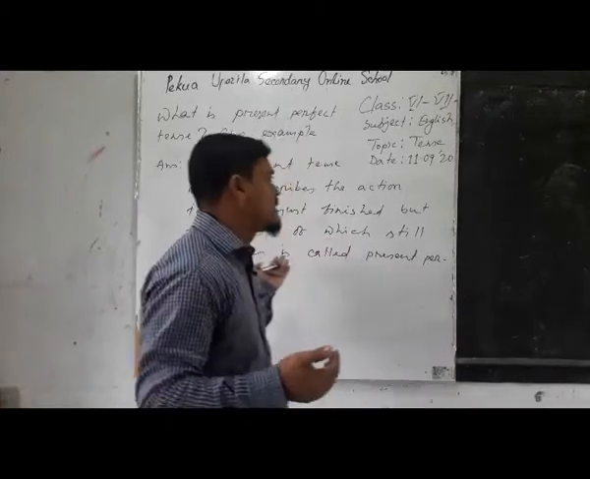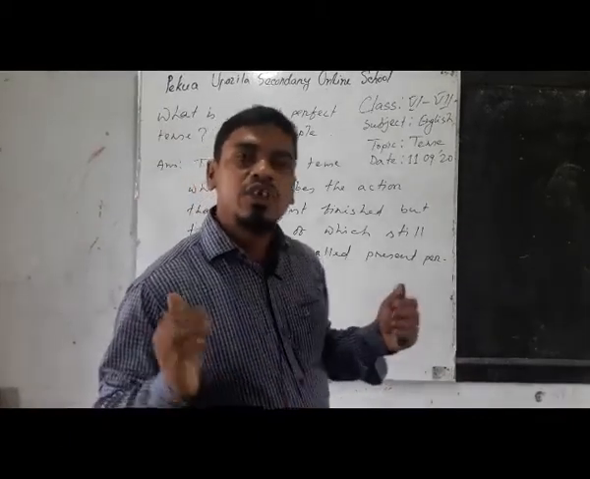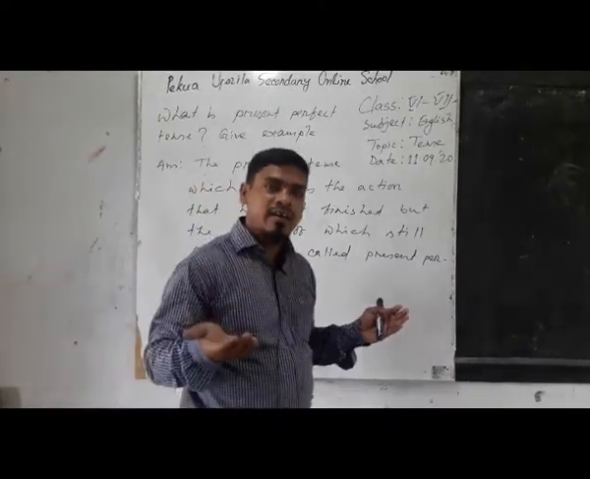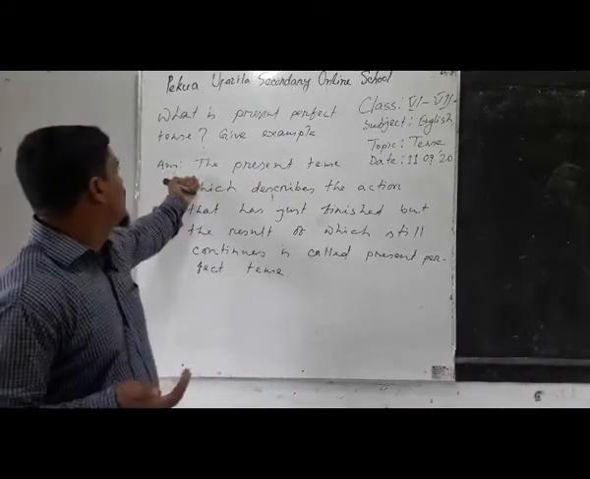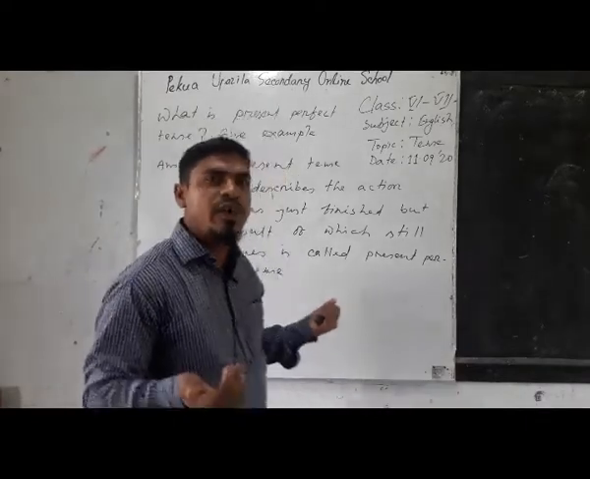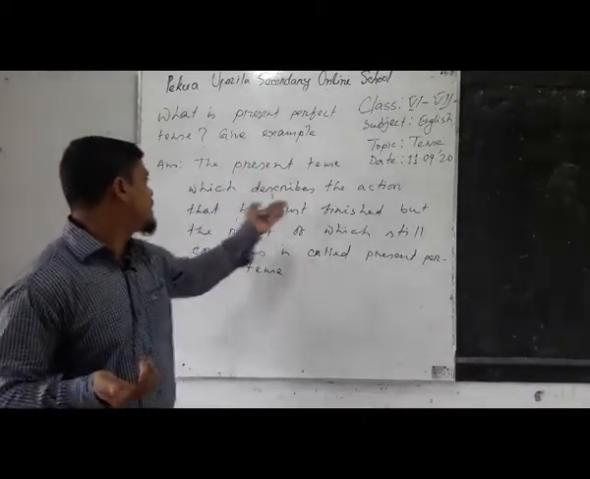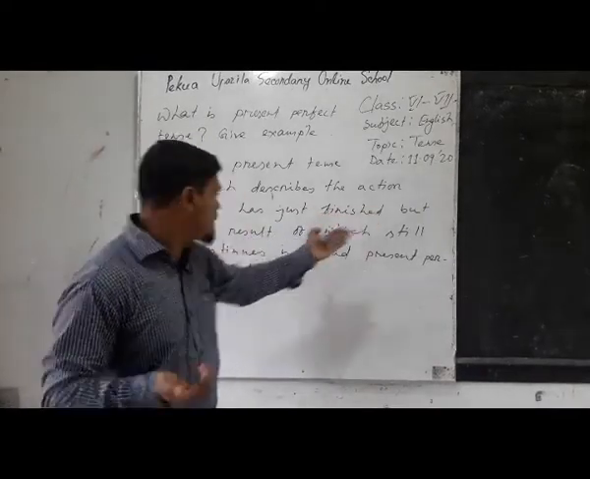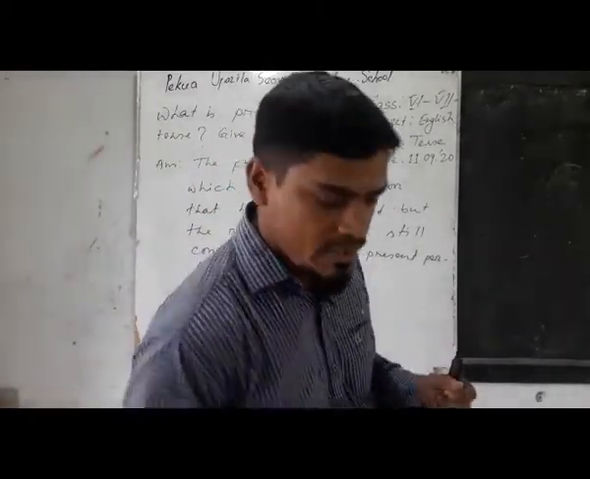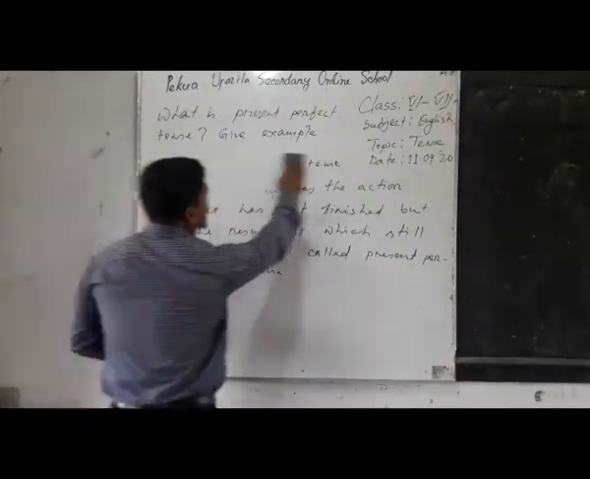That's why be attentive again. I pronounce this definition again. As a student of class 6 and 7, you should know all definitions in English. Side by side, you can learn also in Bengali for your better understanding. Dear students, what is present perfect? You should give the answer in English. That's why I write the answer in English also. The present tense which describes the action that has just finished but the result of which still continues is called present perfect tense. So dear students, now we discuss the example with structure.